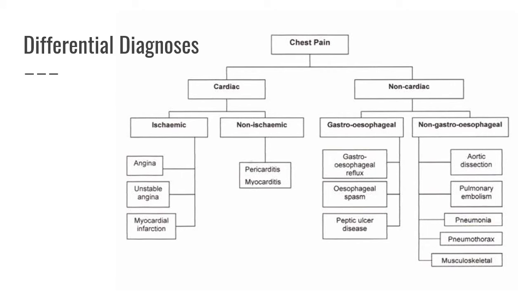So it's really important to think about some differential diagnoses for chest pain. On the cardiac side, we've got ischemic causes, so stable angina, and then our ACS, so unstable angina, NSTEMI and STEMI. Non-ischemic cardiac causes such as pericarditis and myocarditis, and then non-cardiac, so gastroesophageal, such as reflux, spasm and peptic ulcer disease, and then non-gastric causes such as aortic dissection, PE, pneumonia, pneumothorax and musculoskeletal pain. Again, that would be a diagnosis of exclusion.